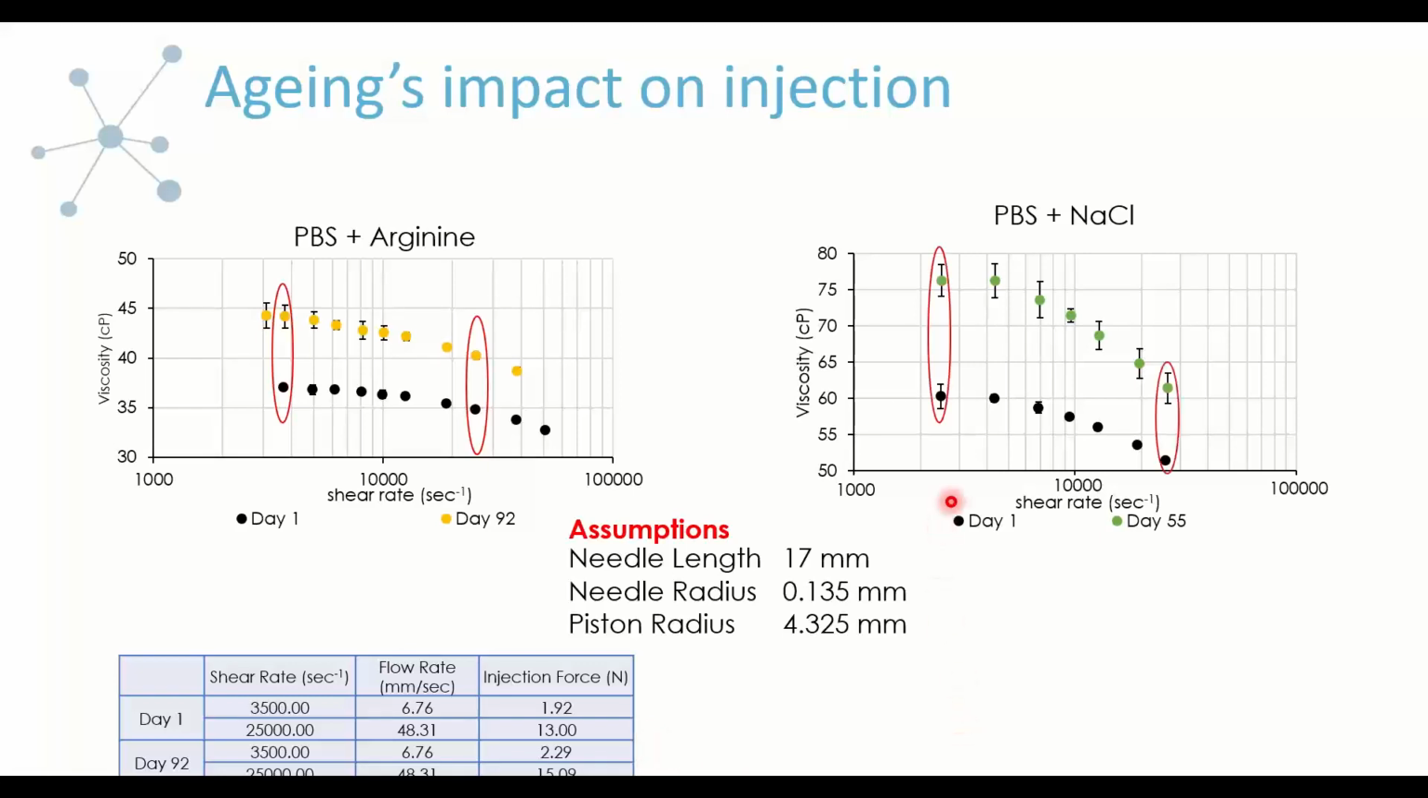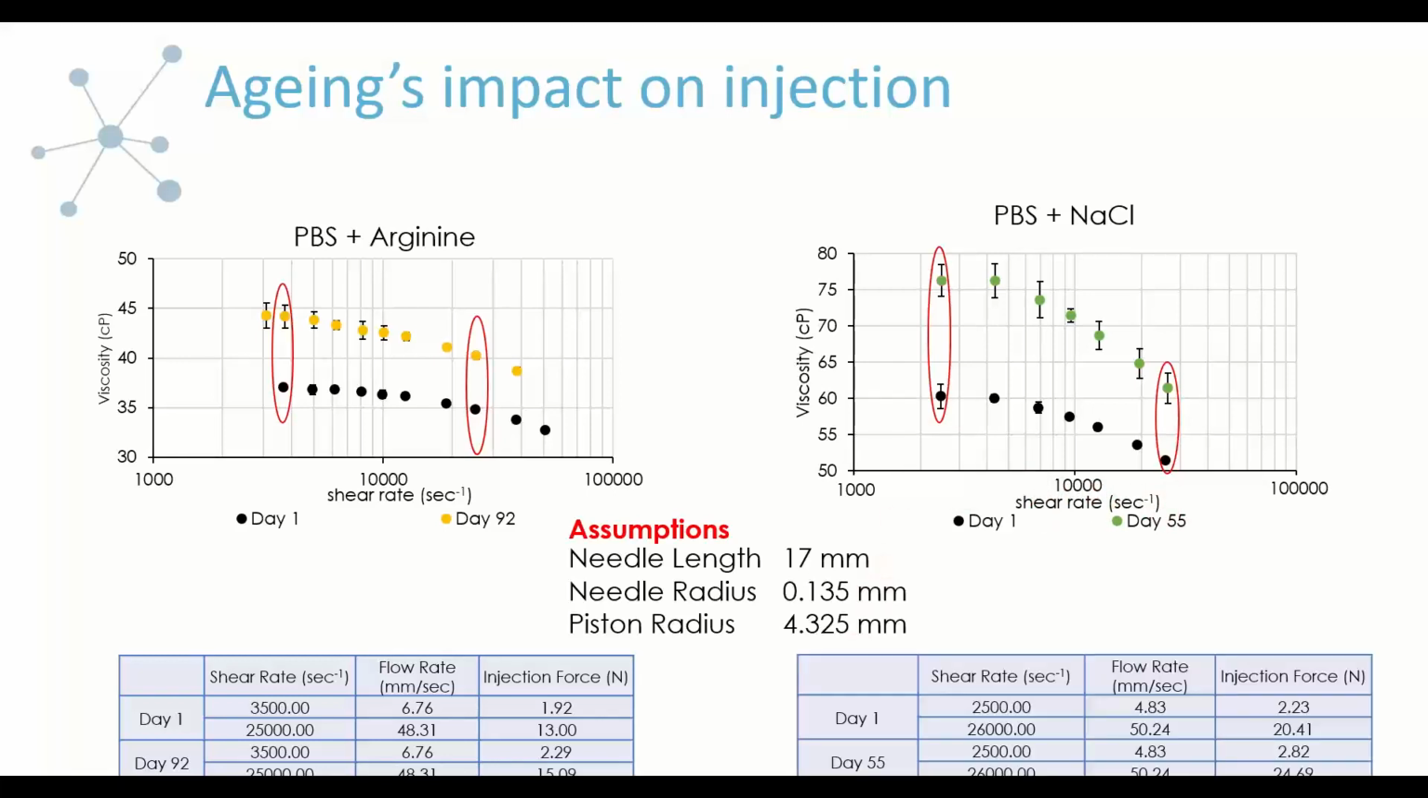And then over here, we again looked at these shear rates in question at the PBS sodium chloride formulation. And here again, that was 2,500 inverse seconds at the low end, and then 26,000 inverse seconds at the high end, corresponds to these flow rates in the needle, corresponds to these injection forces based on the viscosity values you see there. So 2.2 newtons versus 2.8 newtons, and then 20.4 versus 24.7.